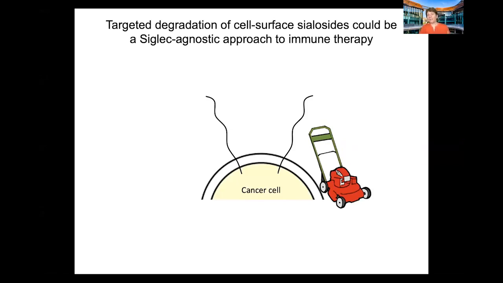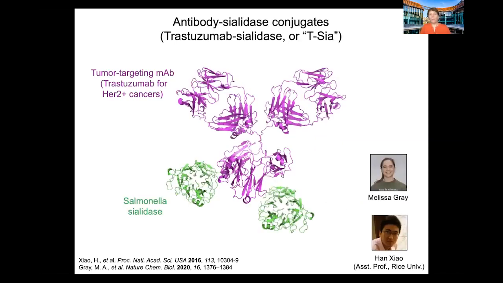Well, many cancer cells overexpress protein antigens that are already targets for therapeutic monoclonal antibodies. So we figured maybe we could attach an enzyme to a tumor targeting antibody where the enzyme was a sialidase. And sialidases will catalyze the hydrolysis of the linkage between the sialic acid sugar and the sugars that lie beneath it.